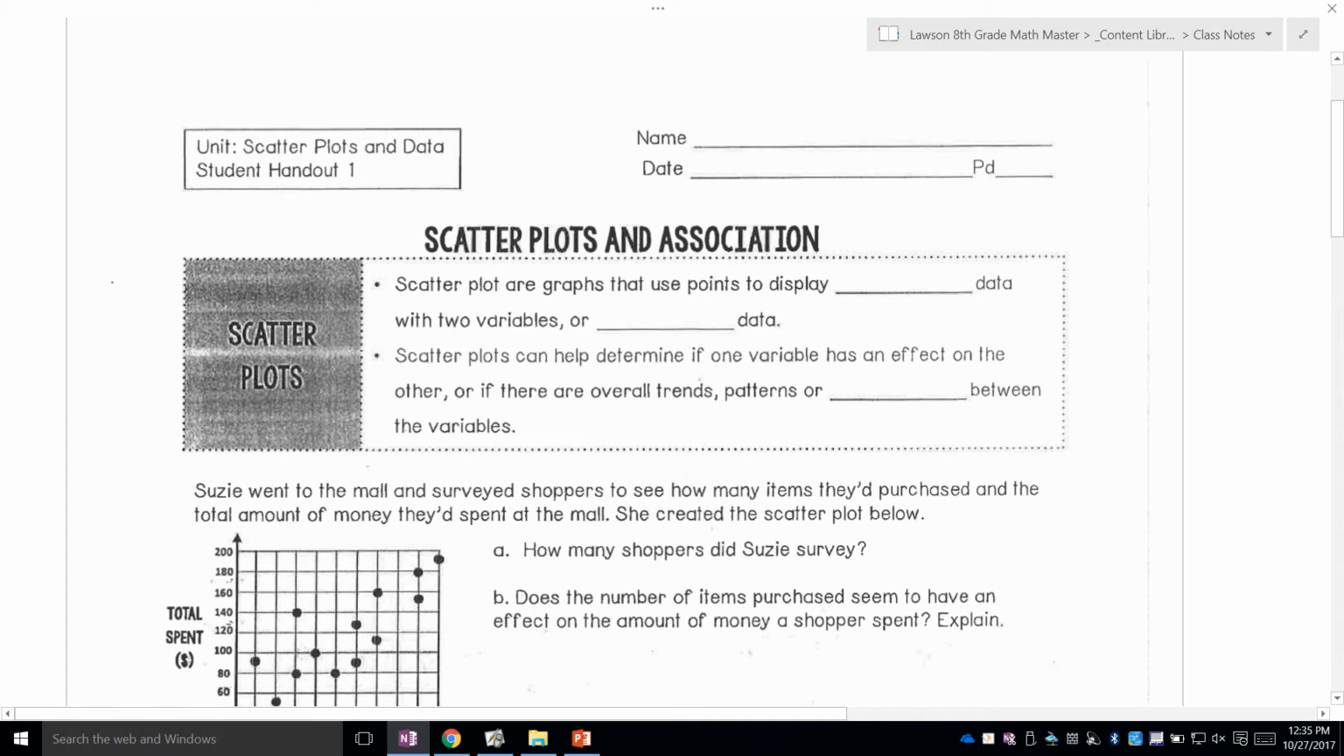Okay, so today we're going to be talking about scatter plots and association. This is going to be the first lesson in Unit 5. And up here at the top, you can see that we have our unit, which is scatter plots and data analysis. This is going to be our first handout for the unit. And it's going to be really good. So this is the first video in the series of lessons for the unit.